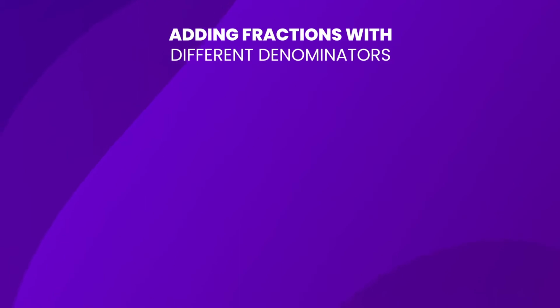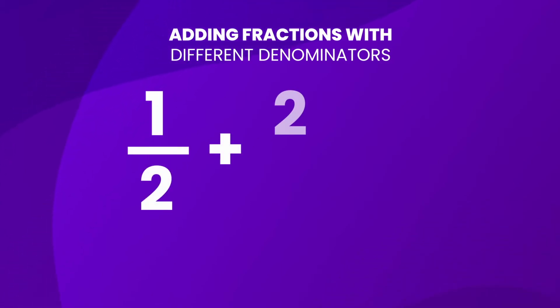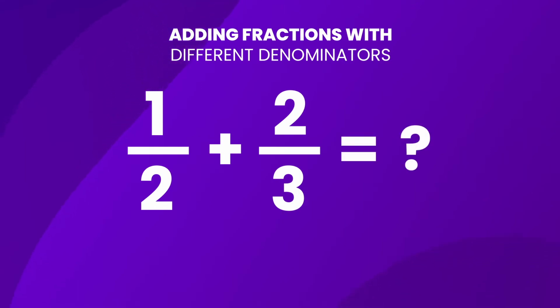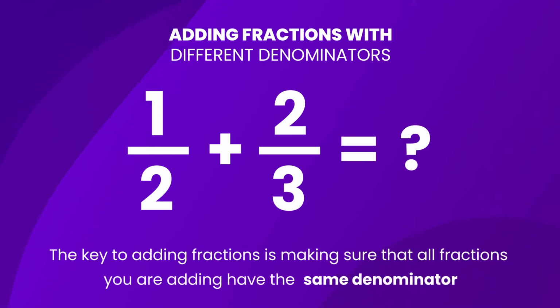So what if you are adding fractions with different denominators? For example, a half plus 2/3. Remember, the key is to make sure that all fractions you add have the same denominator. You will also start to bring in knowledge from the earlier parts on equivalent fractions and mixed numbers. So step 1 is to find equivalent fractions for those that you're adding that have the same denominator.